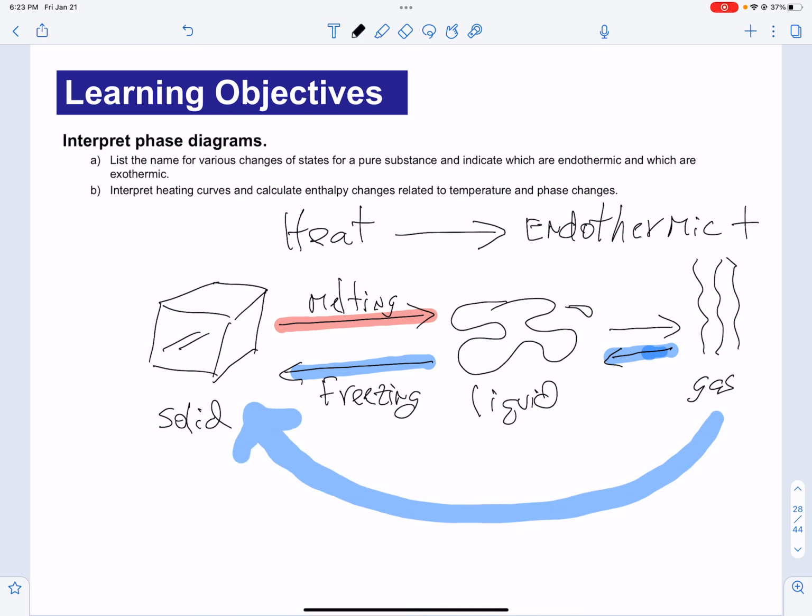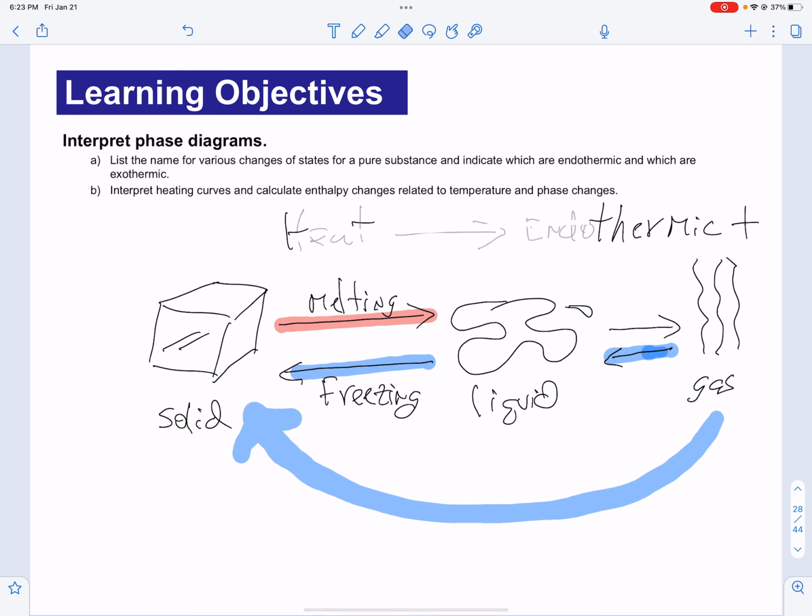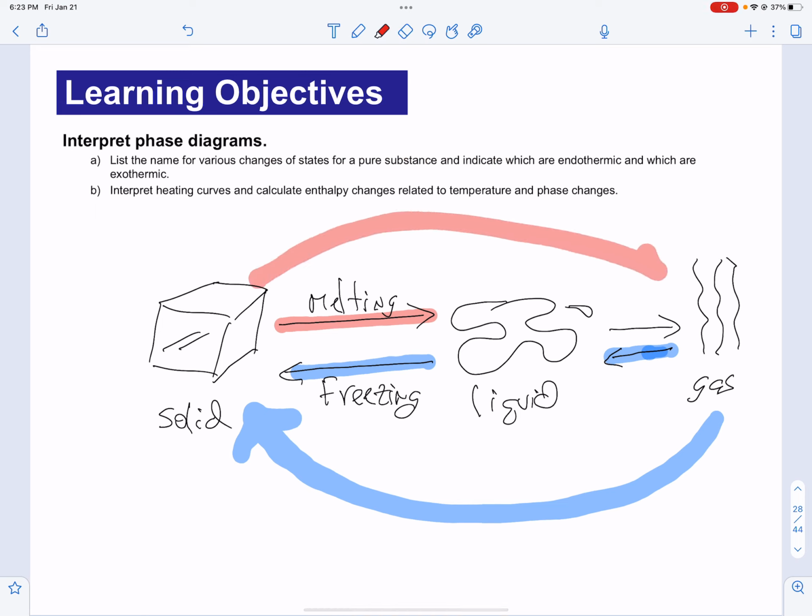We're going to call this sublimation. We're going to call this deposition. We're going to call this boiling. And we're going to call this condensation.